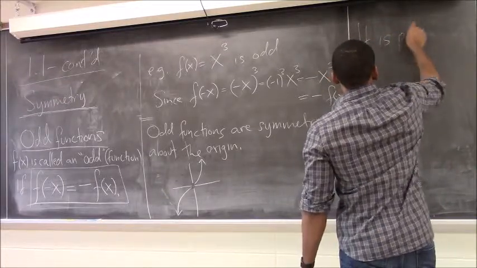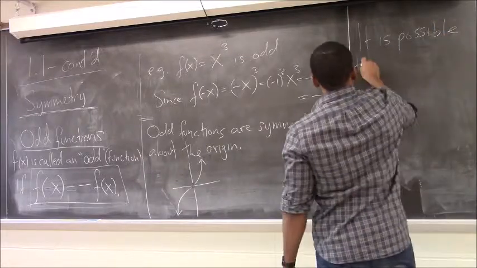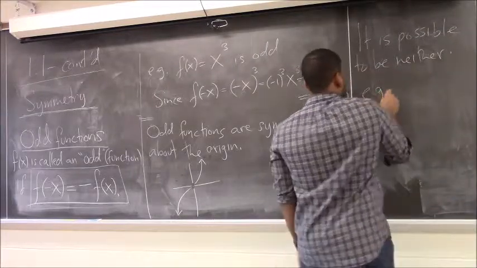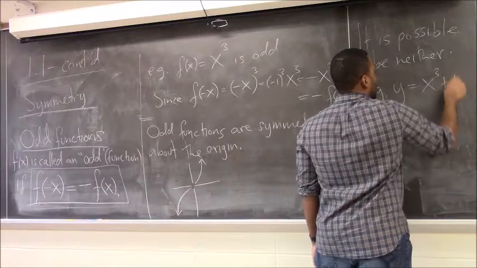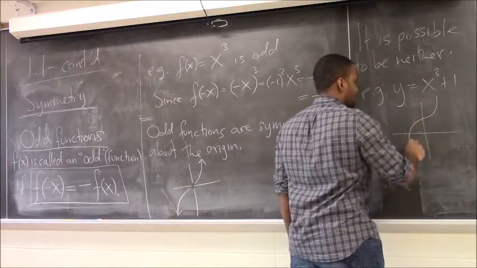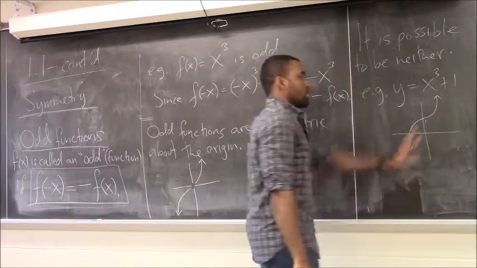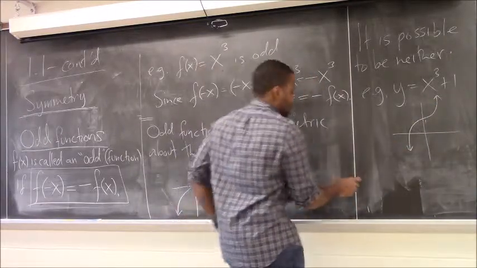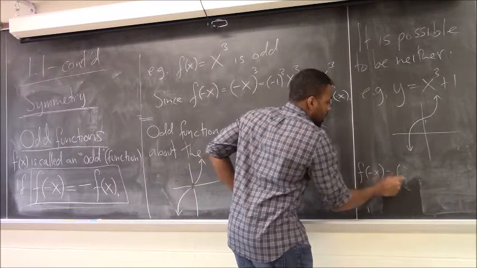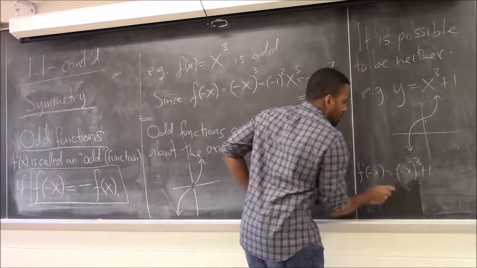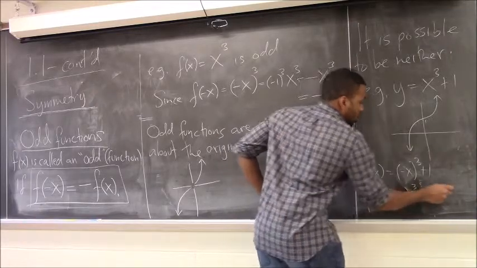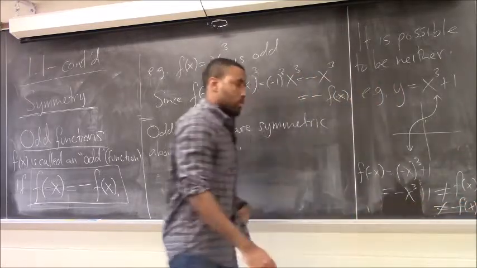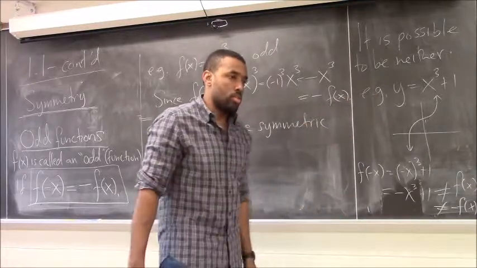Know that it is possible to be neither. So, for example, if I take the function x cubed plus 1, that function looks like this. You'll notice that if you flip across the y-axis, you don't get the other side, and if you rotate around the origin, you don't get the other one. And on top of that, if you take f of minus x, you get minus x cubed plus 1, which is not the negative of x cubed plus 1, and it's also not the original function. So you can actually see that from the graph, or just do the computations.